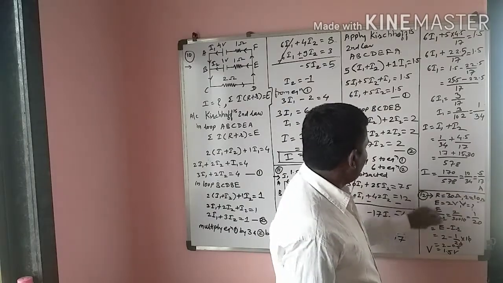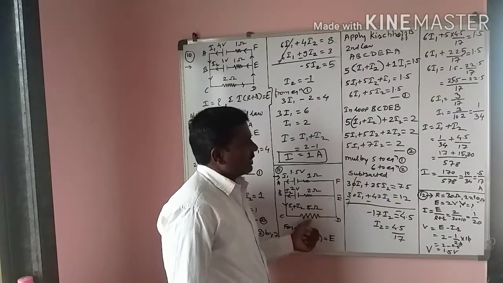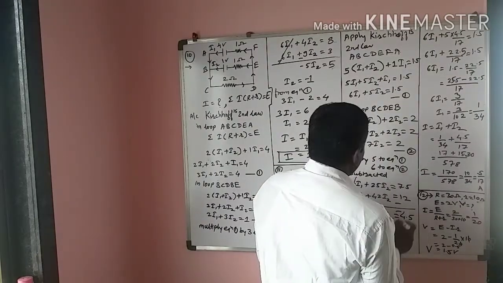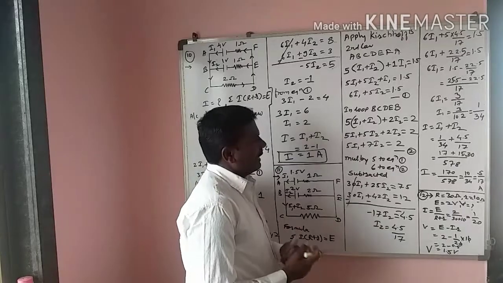17 ampere total current flowing through this external resistance. This is the answer. How much is the answer? 5 by 17 ampere in problem number 11.